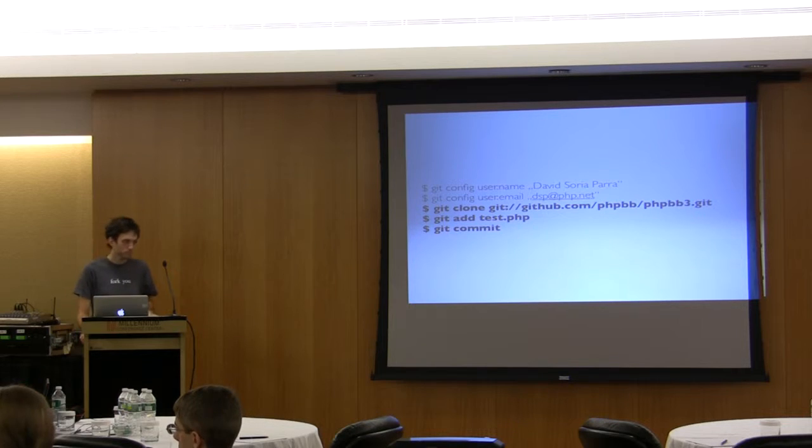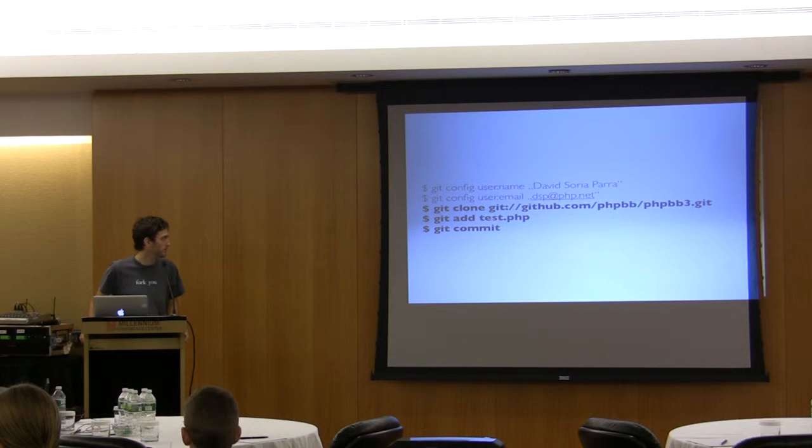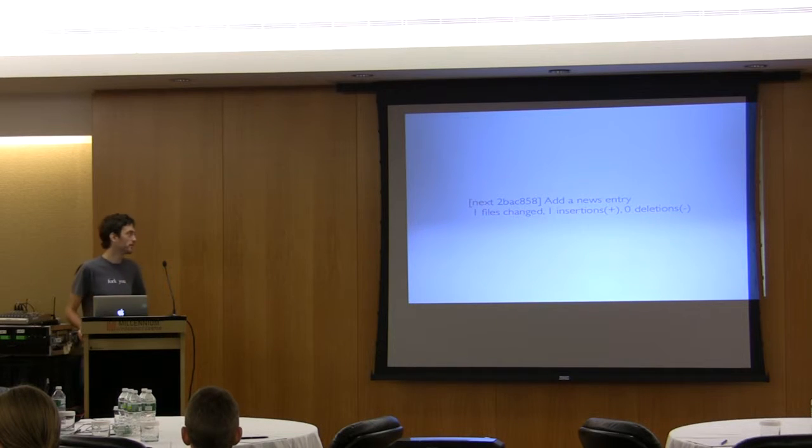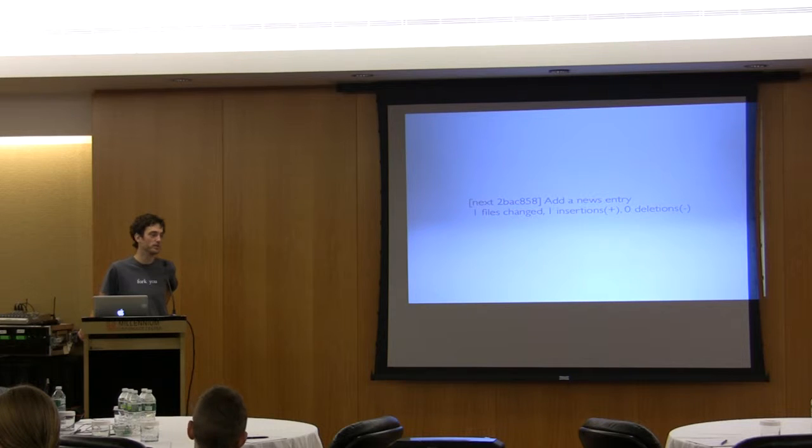And let me talk a little bit about the commit thing. Because when you commit, you will see something like that as a response from Git. And this looks a little bit strange because, I mean, for sure 1 file changed, 1 insertion, 0 deletions, that's clear. Adding a new entry is obviously the commit message.